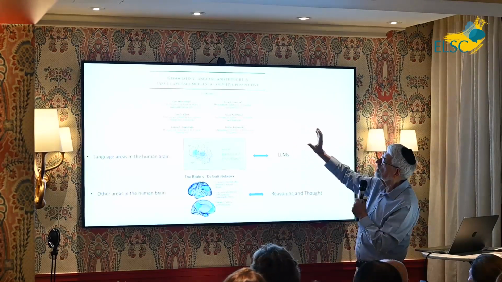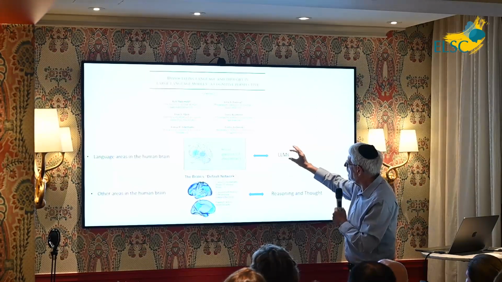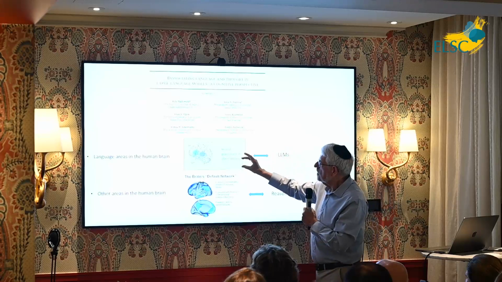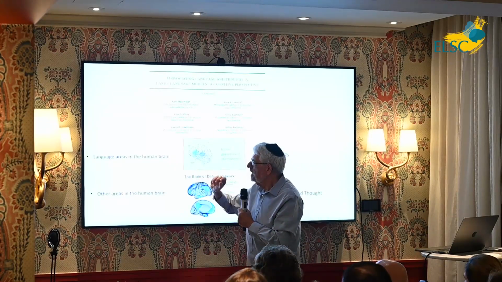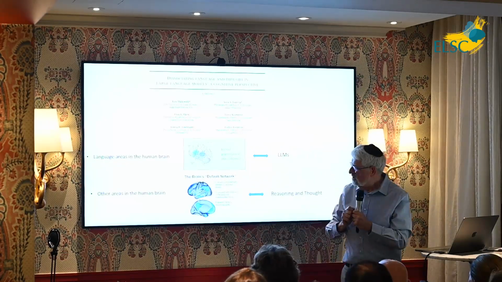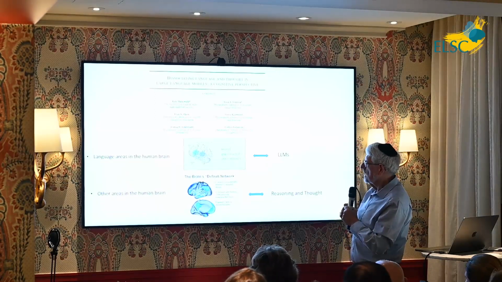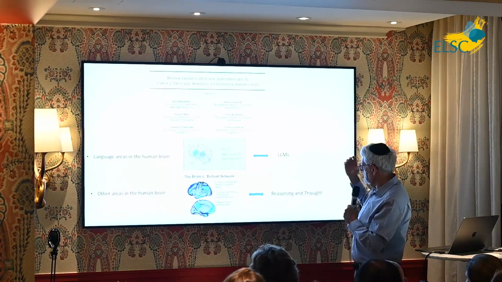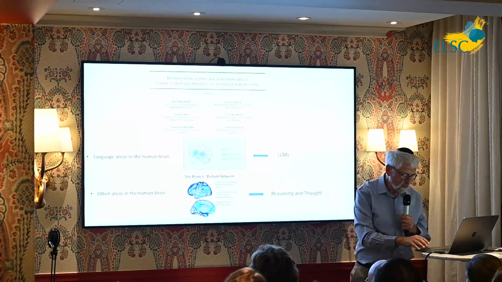So the basic paper claims that large language models are maybe very good models of how the brain processes aspects of language which have to do with statistics, with the statistical nature of context and words and meaning in the language. But if you think about reasoning and thought, then it's something else. It's not large language models.